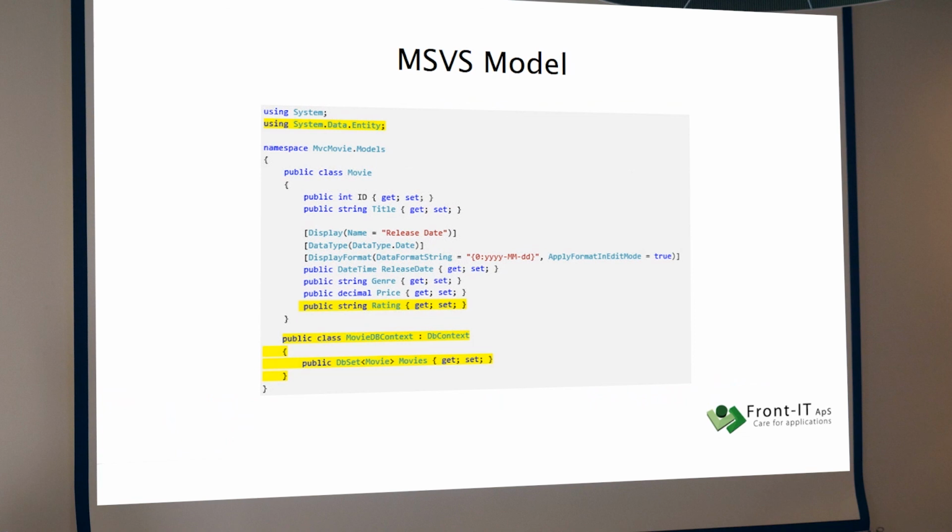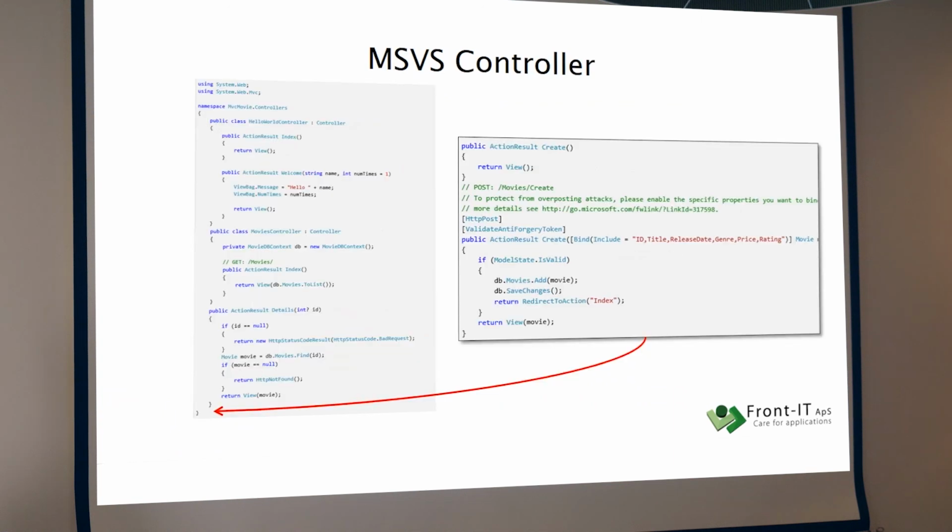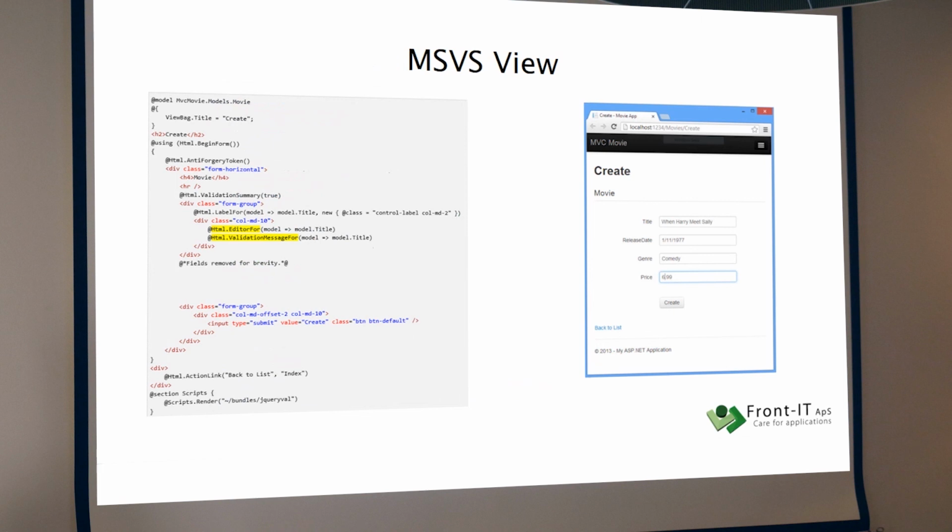And if you look at the model, here are some definitions of the table columns and some validation formats. You have the controller, and here you have a create event that you are binding to the movie button. It's outside of the scope there. And if you go into the view, then you can see the create button down there in the code.